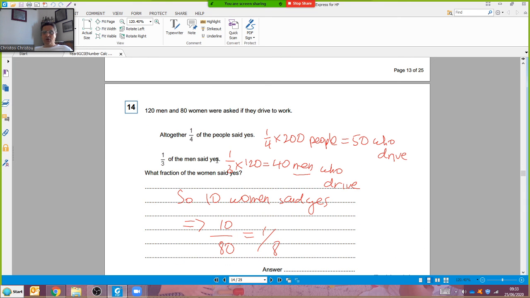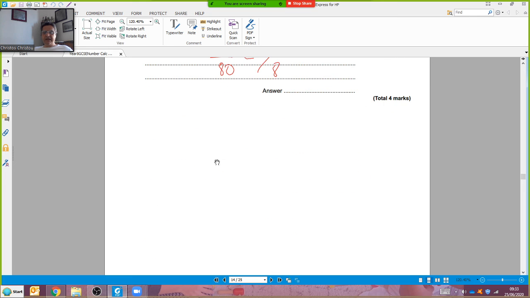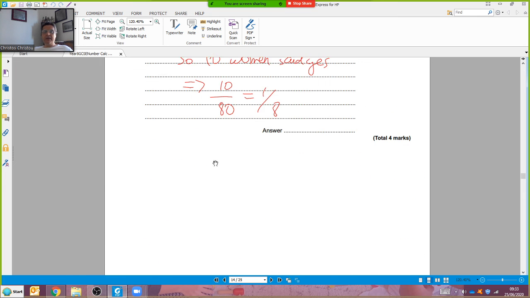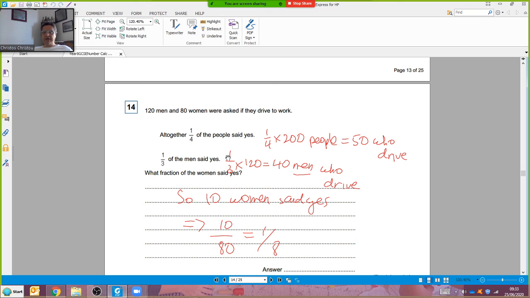What's this all about? Oh yes, there's some bad reading here. We didn't read it, and there's the mark scheme. So yeah, careful reading. This is the last question, I'm sure. Sorry, it's a bit long, but it's a long scenario. It's a long paper. So 120 men, 80 women.